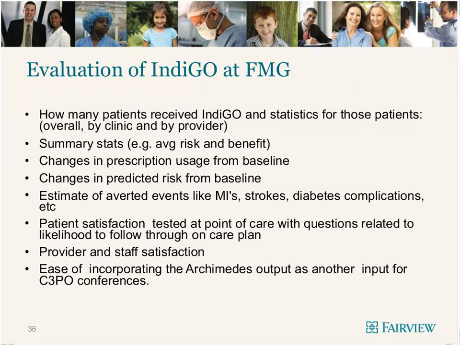So these are the many different points that we're using as we go through this pilot with Archimedes and Indigo to evaluate the role that it can play with us. Part of it's just overall process work. How many patients are receiving their statistics, and what's the risk score and the benefit for those patients? What are the summary statistics?